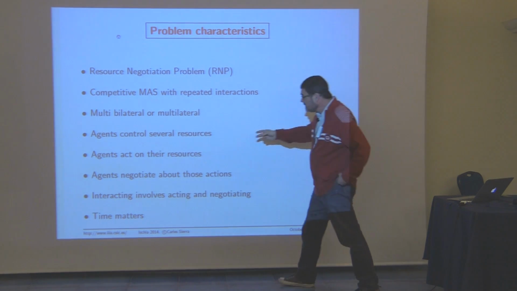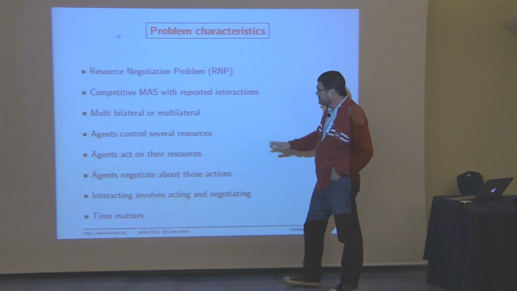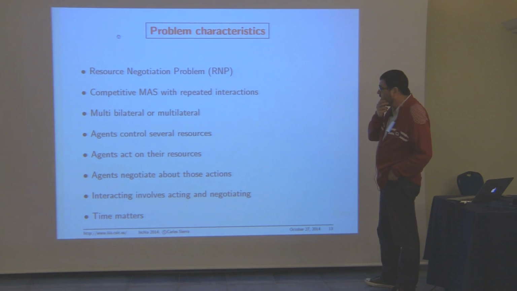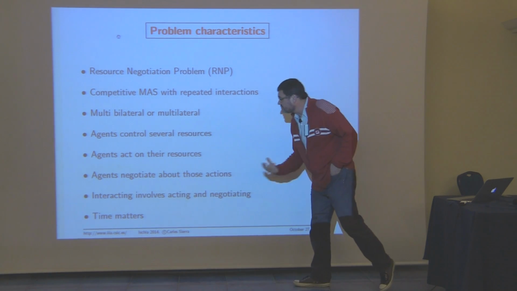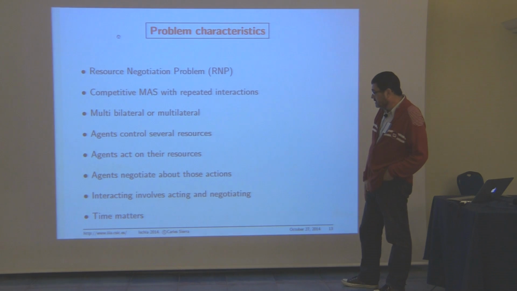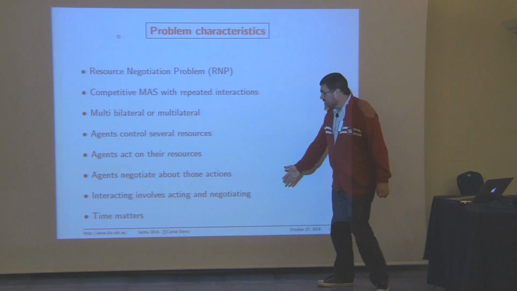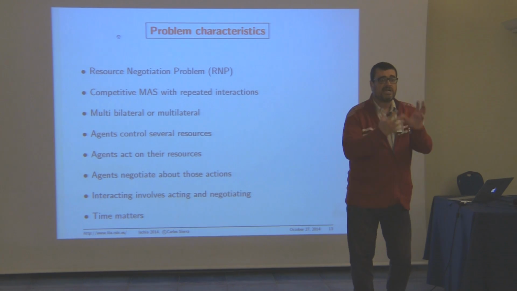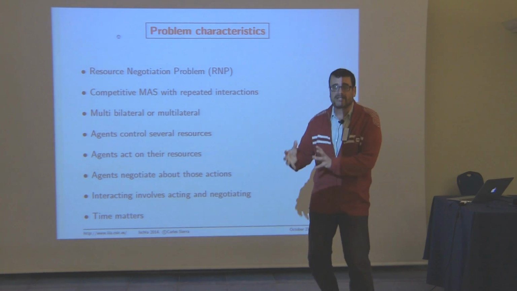Okay. So agents control several resources, and basically they have the power to act on their resources, and they negotiate about those actions. This is the main thing. And interacting involves acting and negotiating. So you negotiate who does something, and then you act.